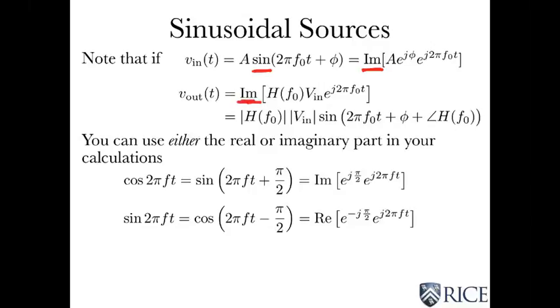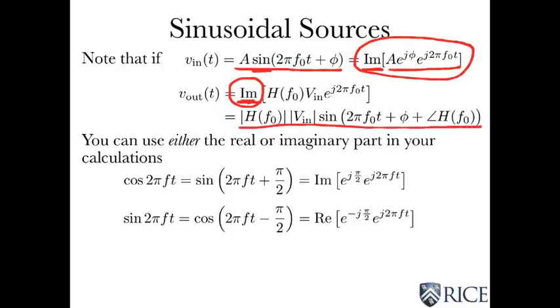And this is very important. However you define the source as being related to a complex exponential, either by an imaginary part or a real part, you use the same representation for the output. So when the input is that, the output is this. And that's, again, a general result. You can use either the real part or imaginary part, whichever one is easier.